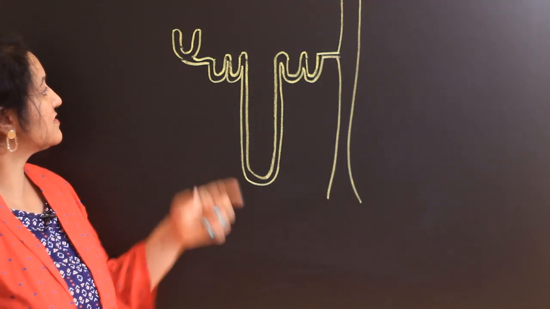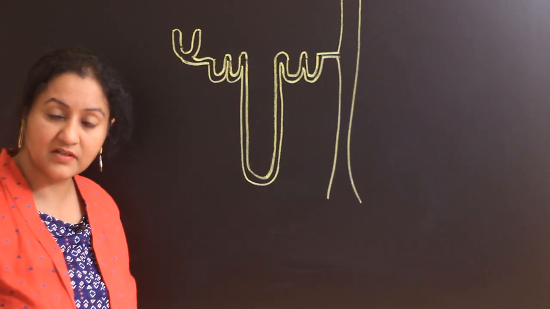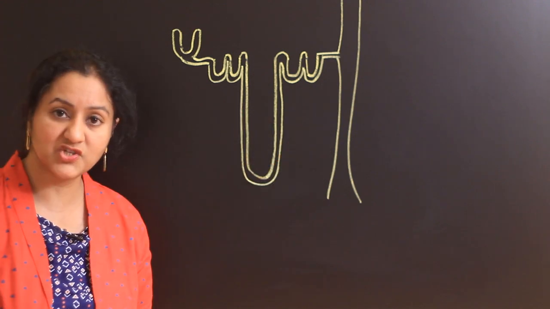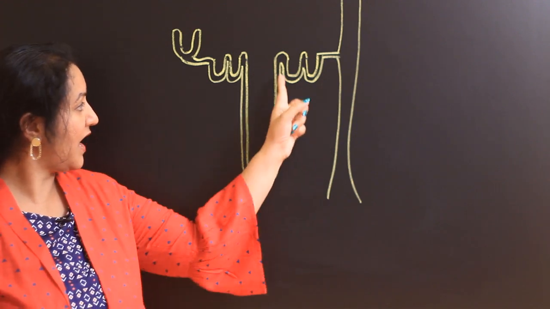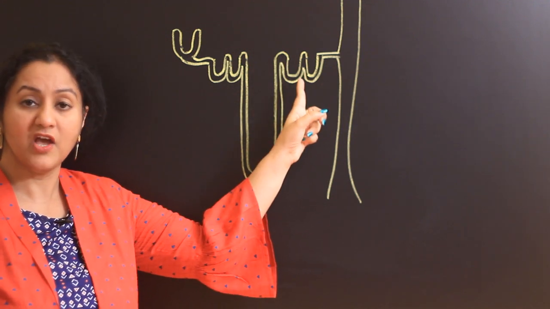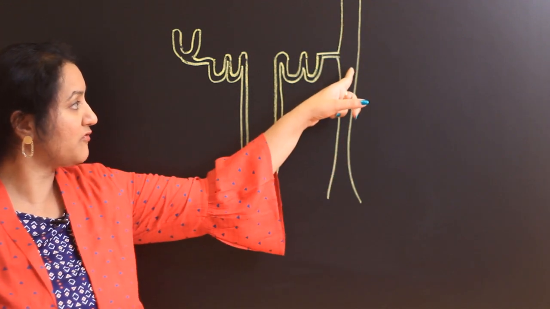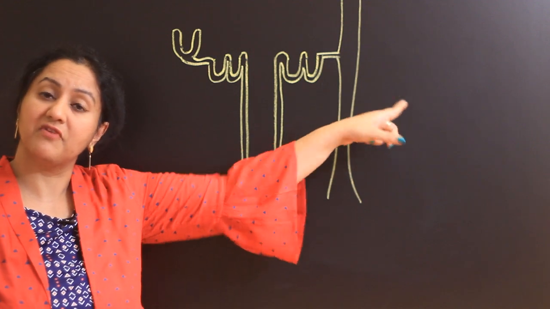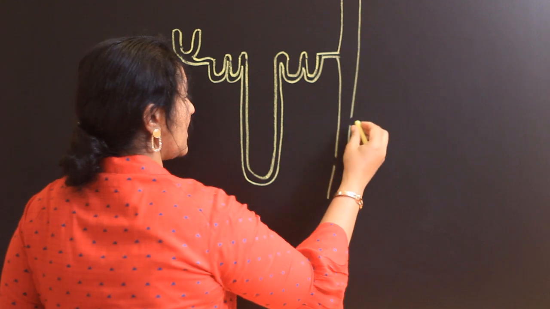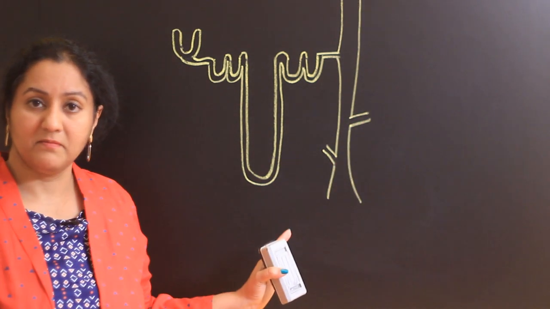So this part is Bowman's capsule. This coiled region is proximal convoluted tubule. Hairpin like region here, it is loop of Henle, and the next coiled structure is distal convoluted tubule which joins to the collecting duct. Now this collecting duct will be having the branches of many nephrons connected to it, so we can draw few branches arising from the collecting duct like this. Basic structure.